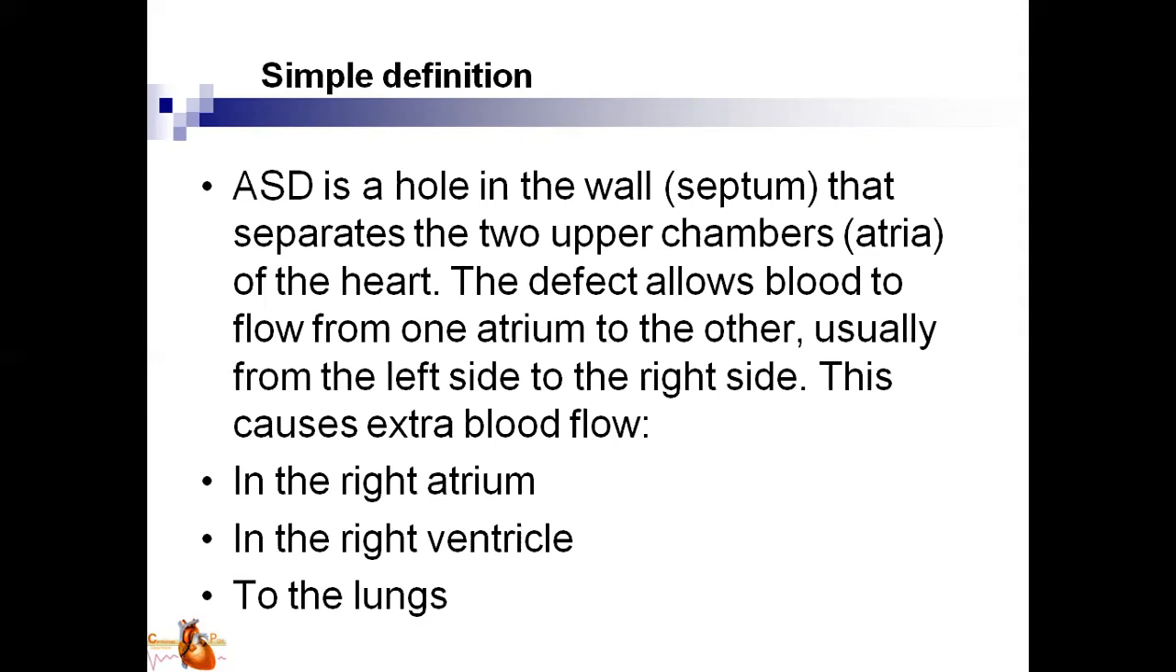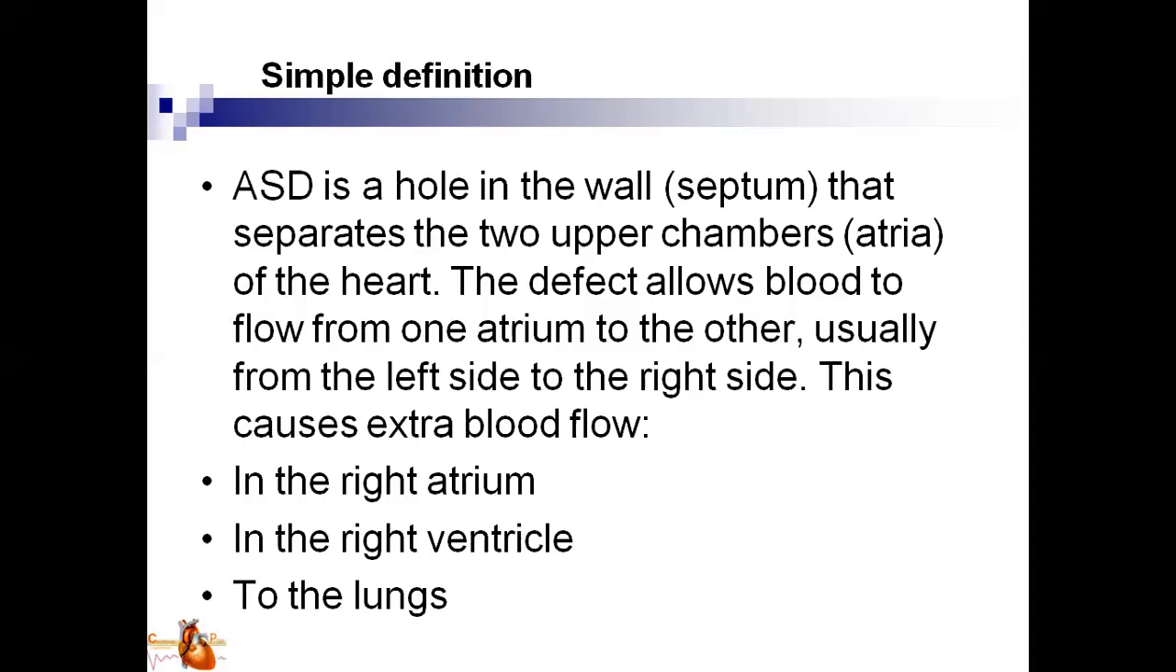In the normal structure, this septum is completely closed and there is no exchange of blood between the right and the left atria. But as there is a defect, there is an opening in the wall of the septum separating the atria, and there would be a flow of blood. Now the flow of blood is from the left to the right. Why is it from left to right? Because the left side of the heart usually has more pressure of blood compared to the right side.